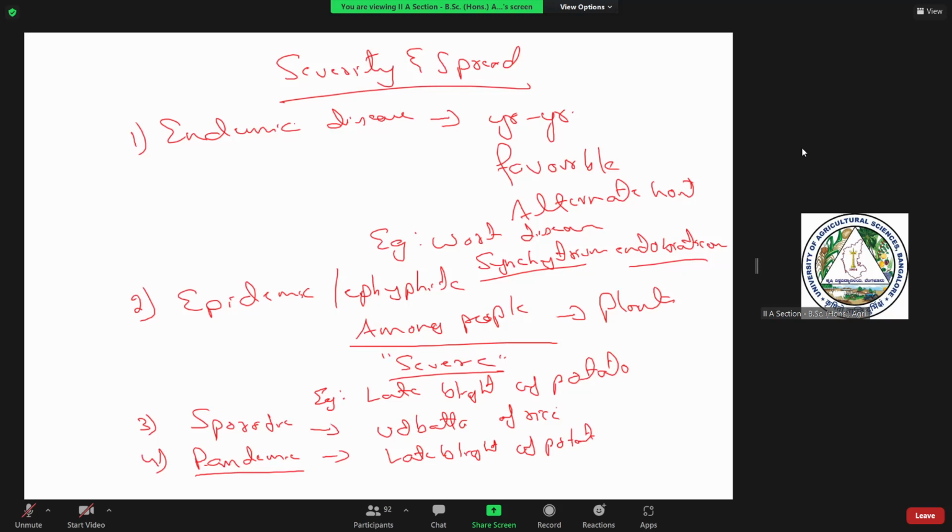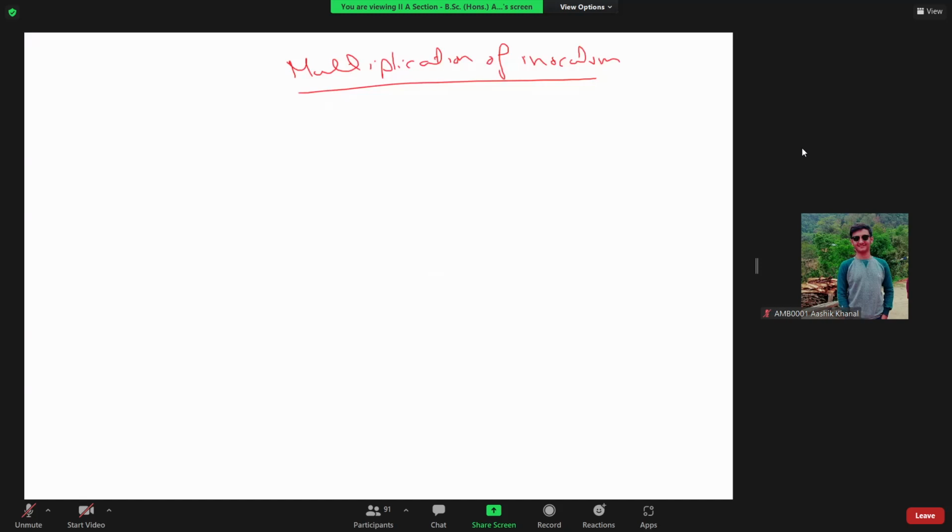Okay. And at the last, today we'll be talking about disease classification based on the multiplication of inoculum. Here we have two different types. One is called a compound interest disease.